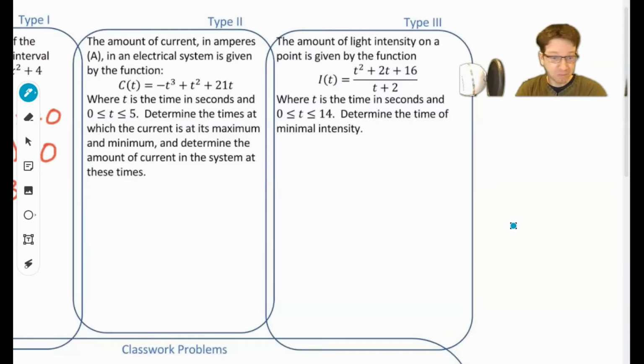Okay, well, there could be a maxima or minima on these intervals, but there could be one somewhere else. So let's see where we have a tangent of 0. So we're going to start by finding the derivative.